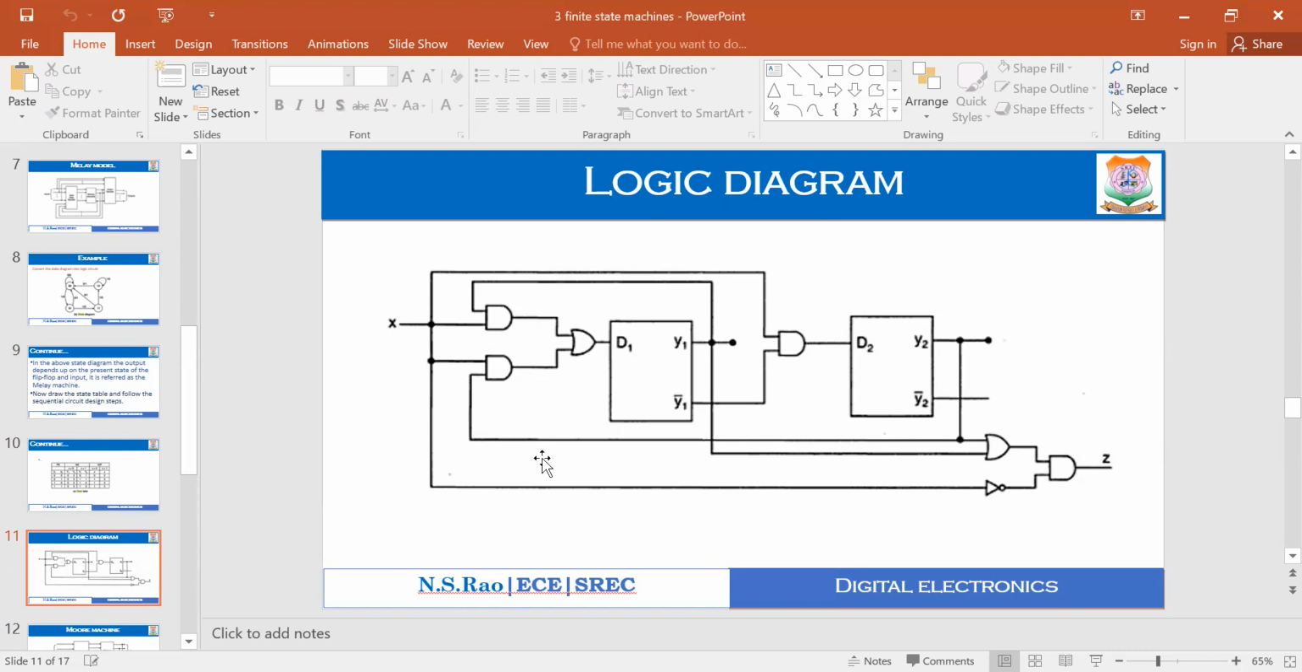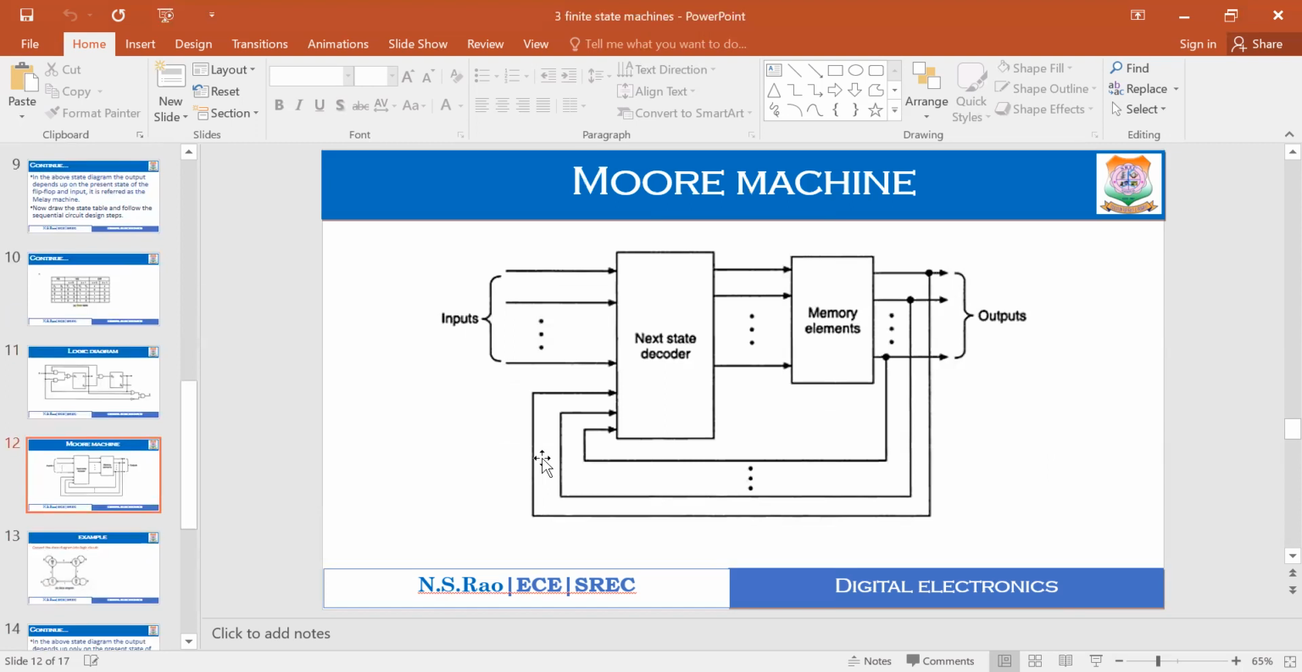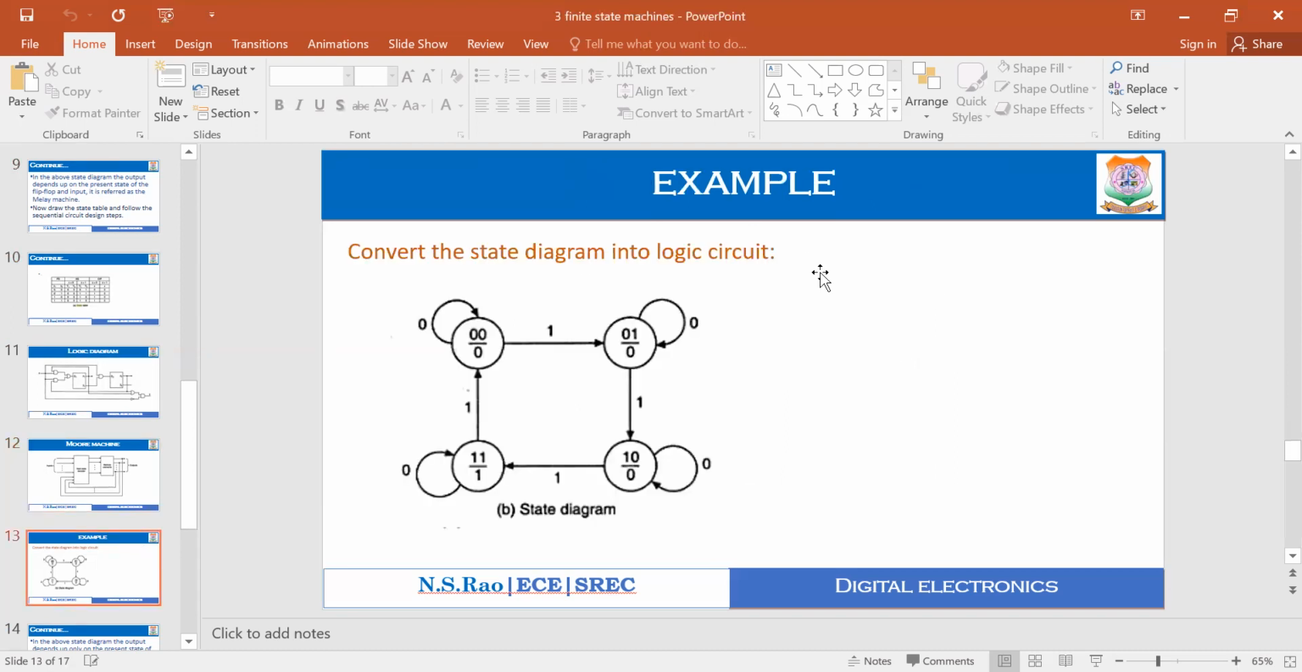Coming to the Moore machine, here the output value depends upon only the present state value. So we are not connecting the input value to the output connections here. And it is an example of the state diagram. When you see the difference between Mealy and Moore, in Mealy we represent the output value in the transition. But in Moore, we represent the output value within the state here.